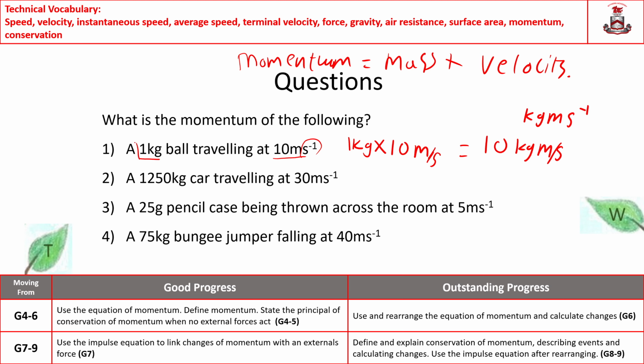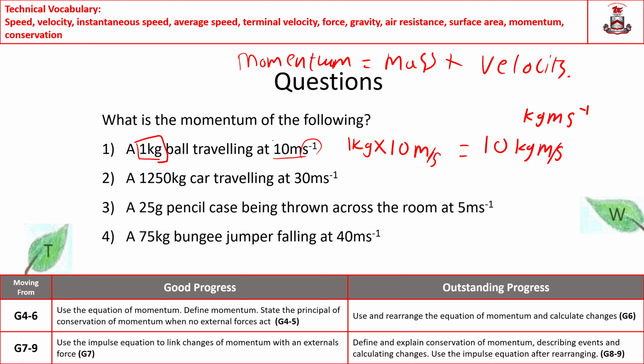So what I did there, 1 kilogram ball traveling at 10 meters per second. The momentum will equal the mass of the ball times the velocity of the ball. We know the mass is 1. We know the velocity is 10. So we just multiply them together. And as you see, they're all just going to be the same. You're just going to multiply two numbers together.